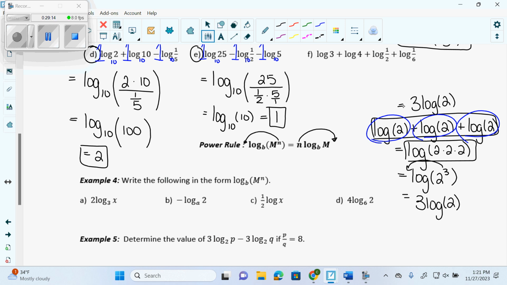So let's practice with this one. Write the following in the form log b m to the n. So I bring the 2 and I drop it up here. So I'm going to get log base 3 of x squared.